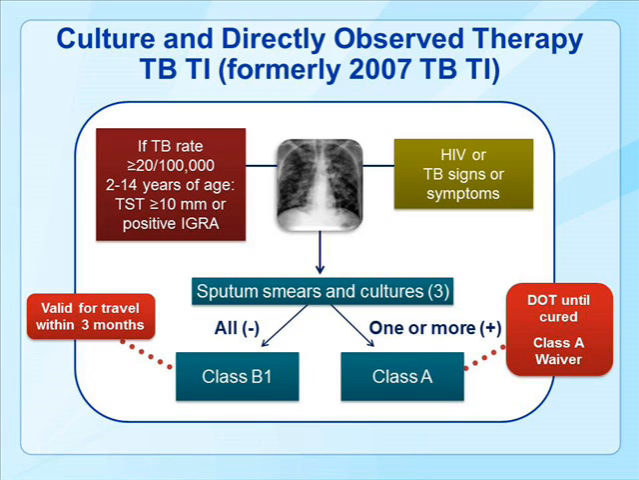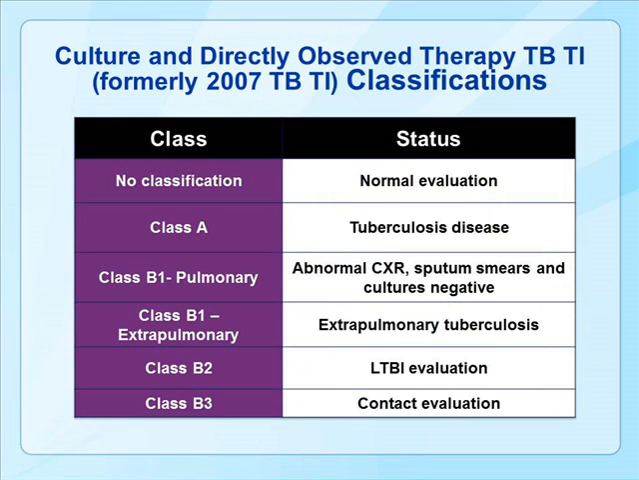If one or more are positive, considered to be class A, and they'd have DOT, treatment under directly observed therapy until cured. They could potentially qualify for a class A waiver, which when we listen to the cases, I'll get into that. This is actually our classification slide, just showing what the classes are now.